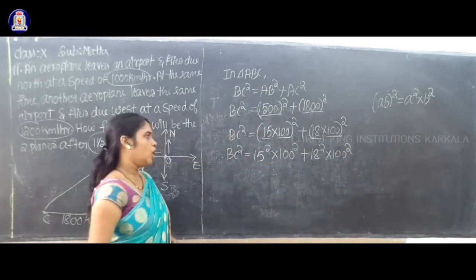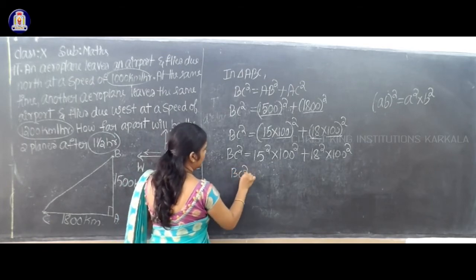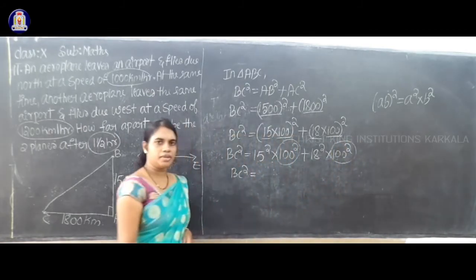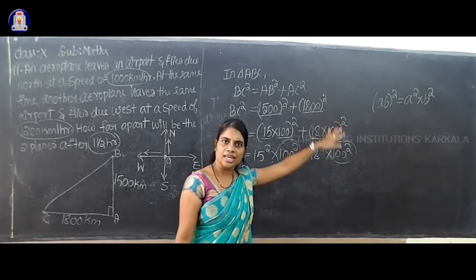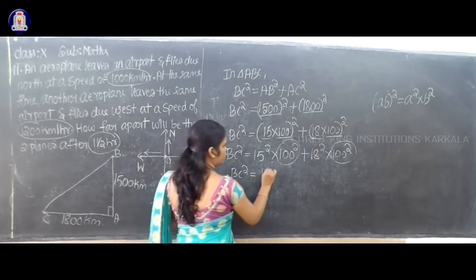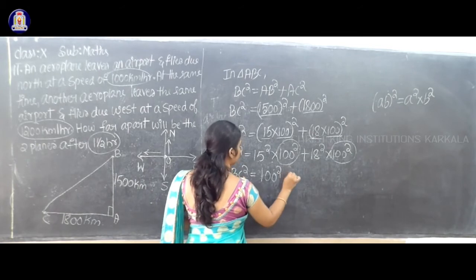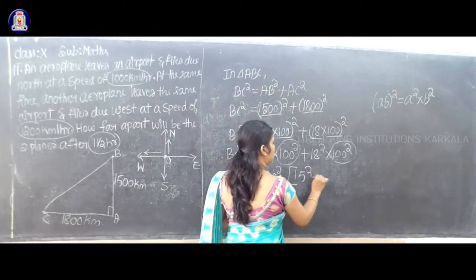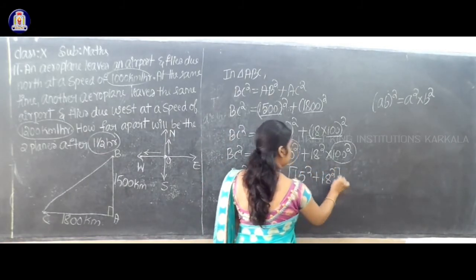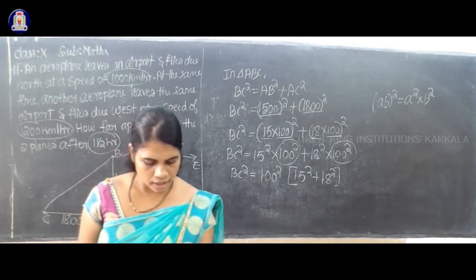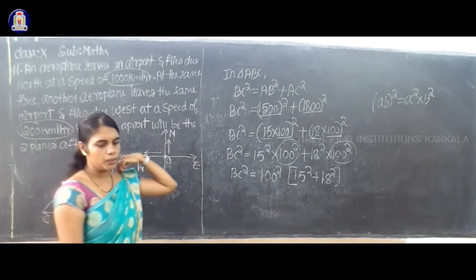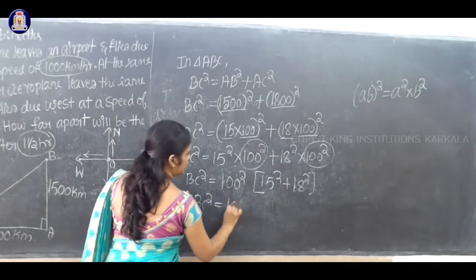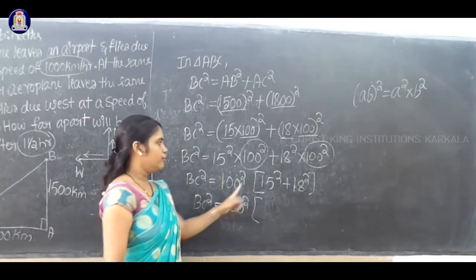Correct now? Okay. So now BC square equal to, can you observe here, 100 square is a common term. Can I take it outside? Yes. So 100 square is your common term into, then which one remains here? 15 square plus 18 square. Okay. Yes. So now BC square equal to 100 square I'll write as it is into 15 square.